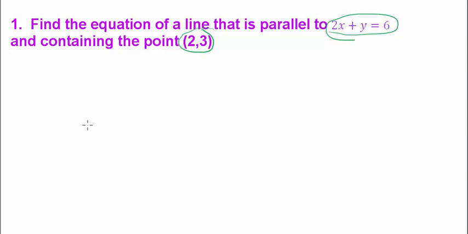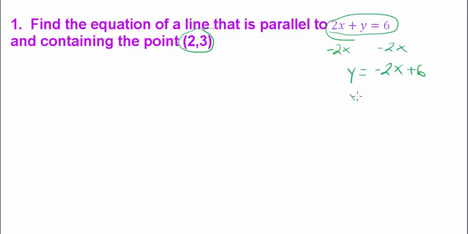Okay, so the first thing we need to do, because we know something about parallel lines, we know for a fact that they have the same slope, we need to find the slope of the equation that I've already given. To do that, I would like to go ahead and solve for y. So I'm going to subtract 2x from both sides. I have y is equal to -2x plus 6.